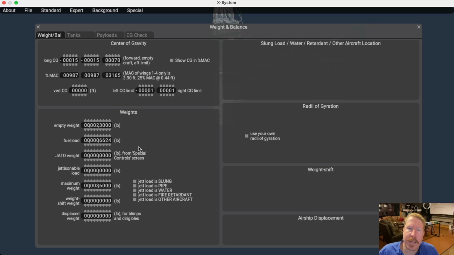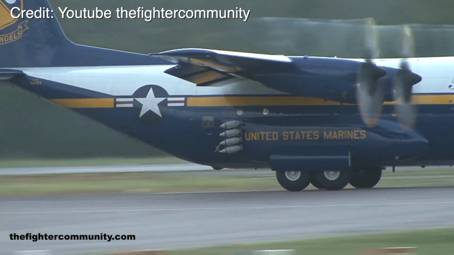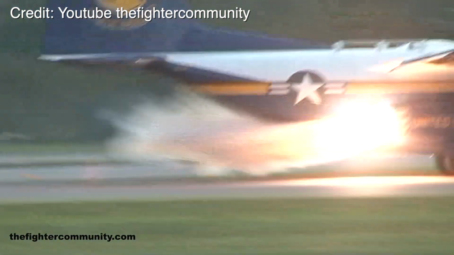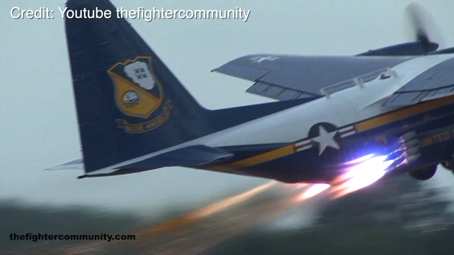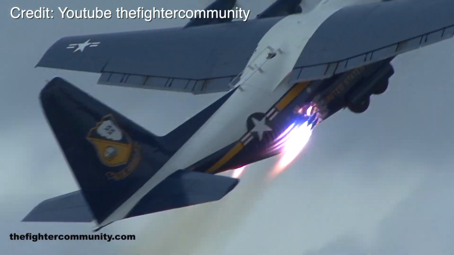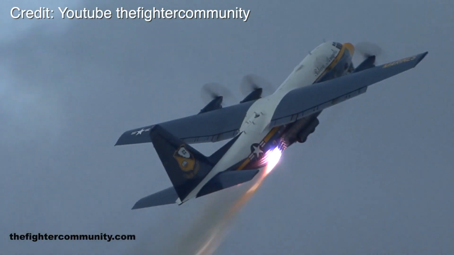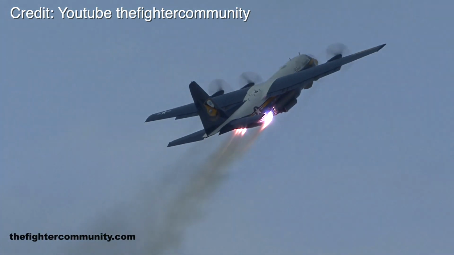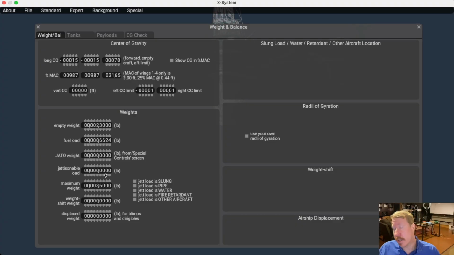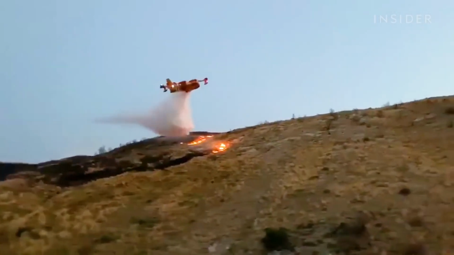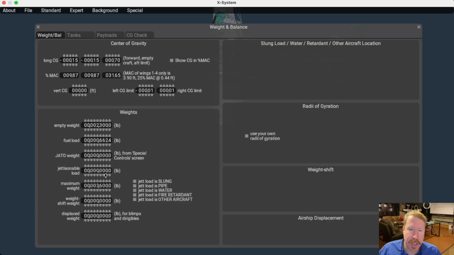Down here in the weights, we've got the empty weight, then the fuel load. Then you have the JATO weight. That's the jet assisted takeoff, which I understand Cirrus SR-22s don't have. But if your airplane does, you can have a solid fuel rocket motor to punch you up like Fat Albert does for the Blue Angels. Google that if you don't know what I mean. Fat Albert of the Blue Angels. Then you have a jettisonable load. This would be like a water tanker airplane that drops water on forest fires. How much can you jettison?